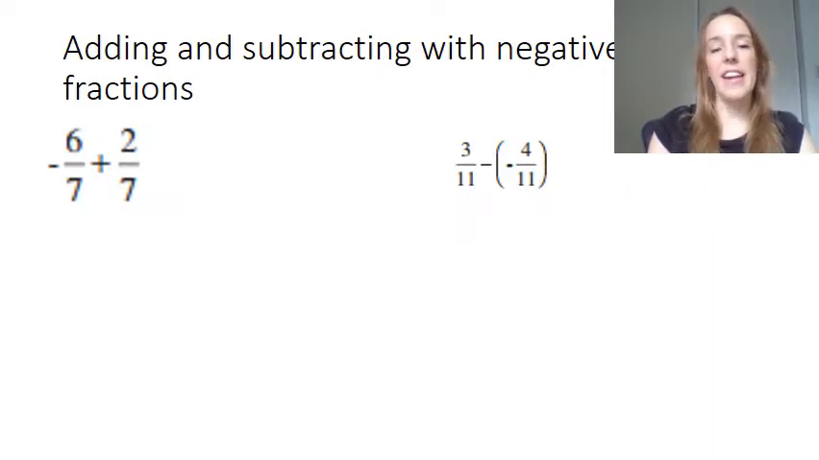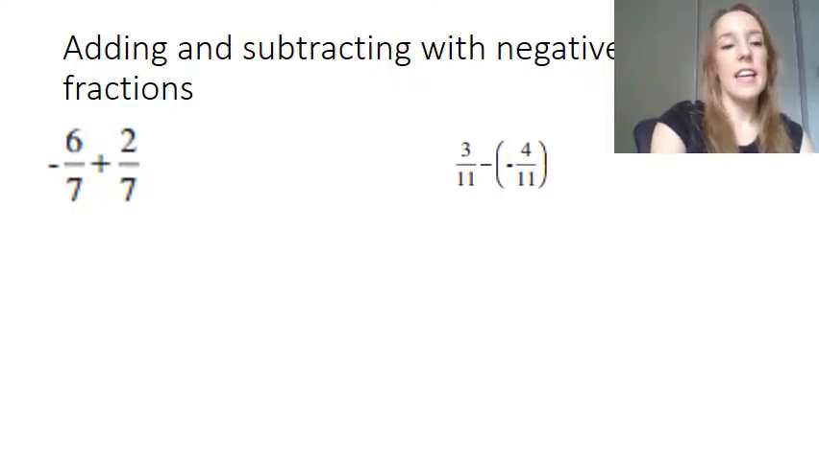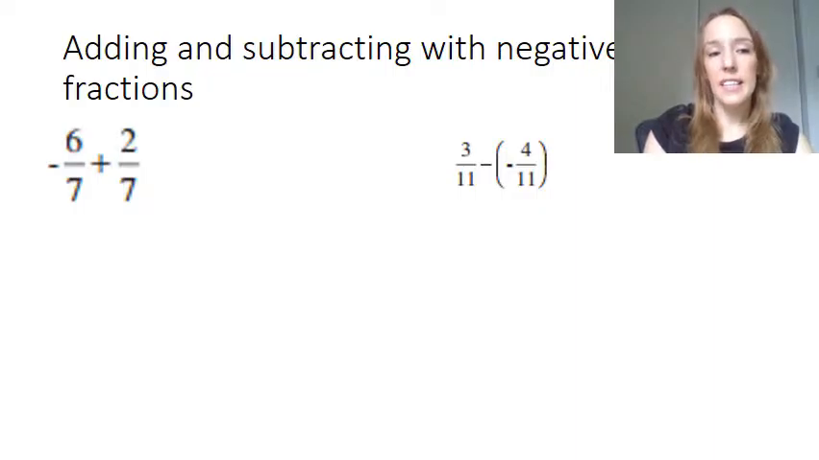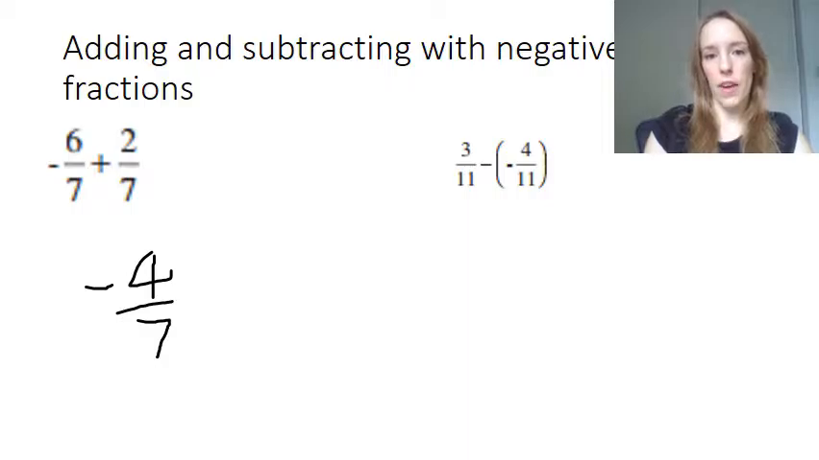Okay, so we'll start off with adding and subtracting with negative fractions. So the first one there, we've got negative 6/7, and we're adding 2/7. So you can see we have the same denominator for both of those. They're both sevenths, so we don't have to do anything. We can just add our numerators together. So our numerator is negative 6 plus 2. So our negative 6 plus 2, we're adding, so it's going to get closer to 0, so it'll be less of a negative. So that will leave us with negative 4/7. Quite straightforward there.